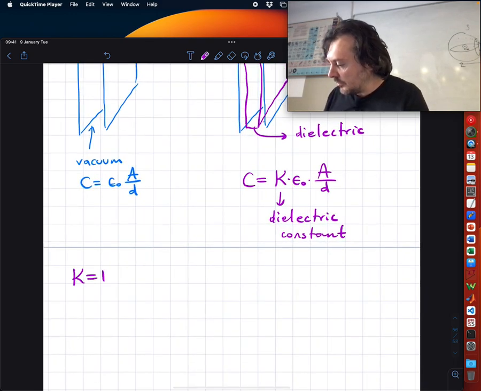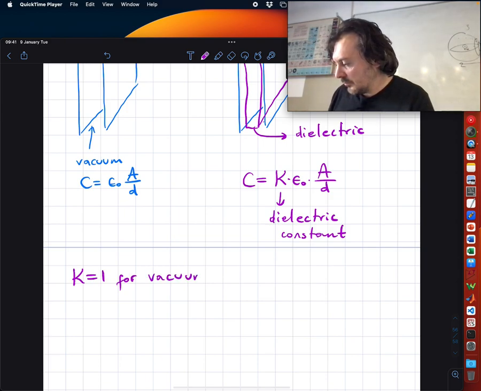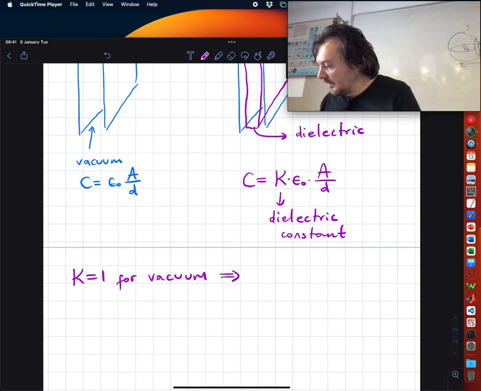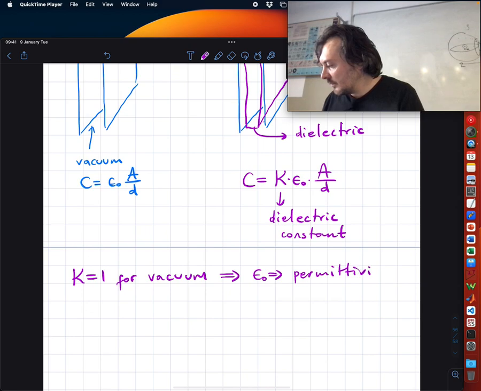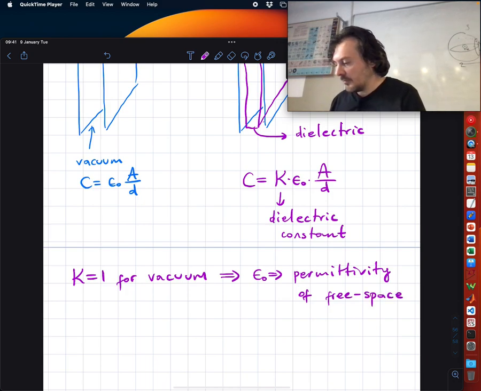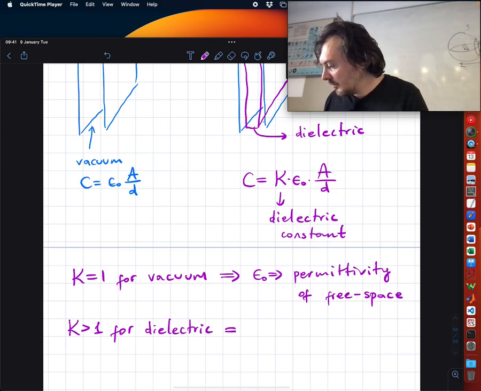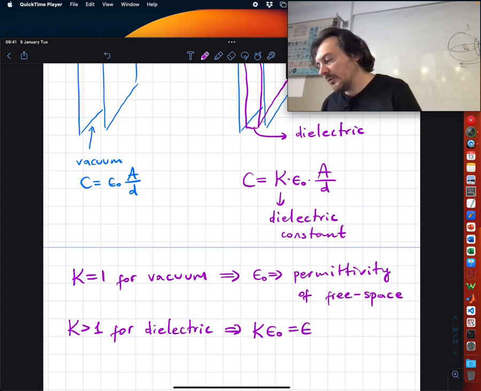For now, this is the case, and let me give you a couple of pieces of knowledge about K. So K is 1 for vacuum. And correspondingly, we are talking about epsilon 0, which is the permittivity of free space. For a dielectric, K is different than 1, and that corresponds to epsilon, which is epsilon 0 times K, which is the permittivity of that material. Just permittivity.